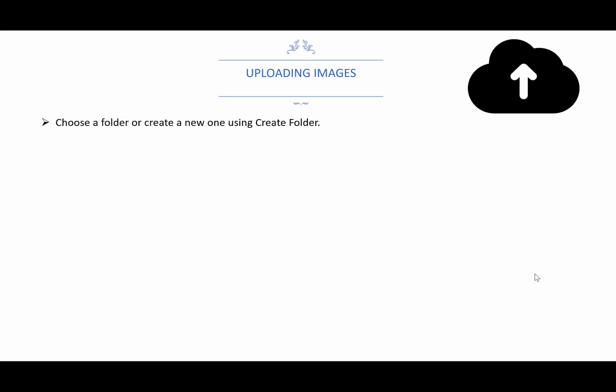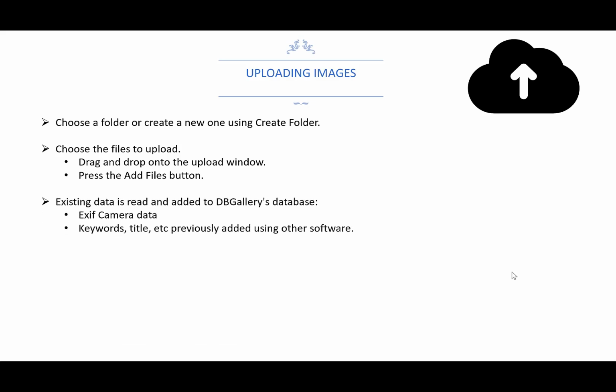In summary, start uploading images to DBGallery by choosing a folder to upload them to, or create a new one using the create folder. Choose the files to upload. You may drag and drop them or press the add files button. Existing data is read to DBGallery's database.